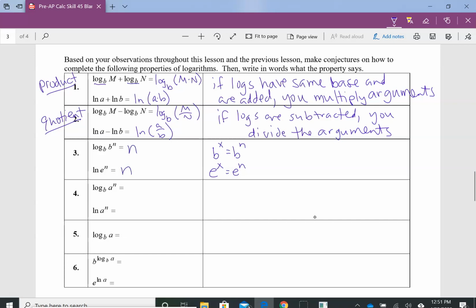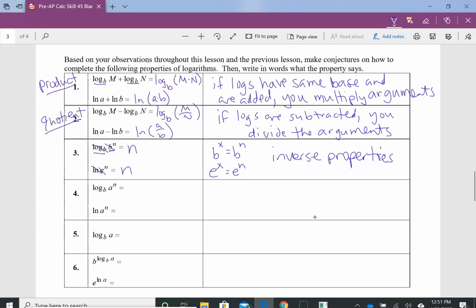So these are the inverse properties. If you have log of a base and then this thing is a base to an exponent, the log and the base cancel. Natural log always cancels with e. Okay?